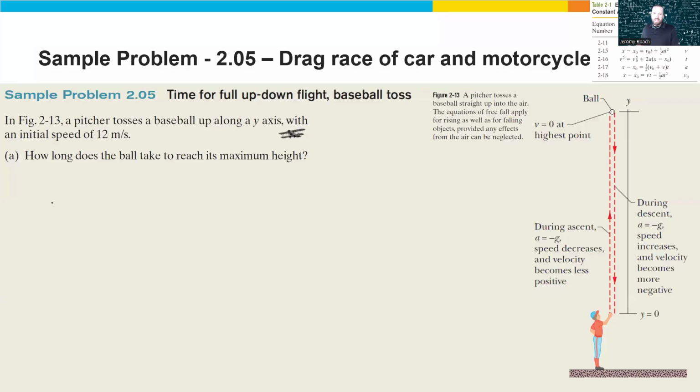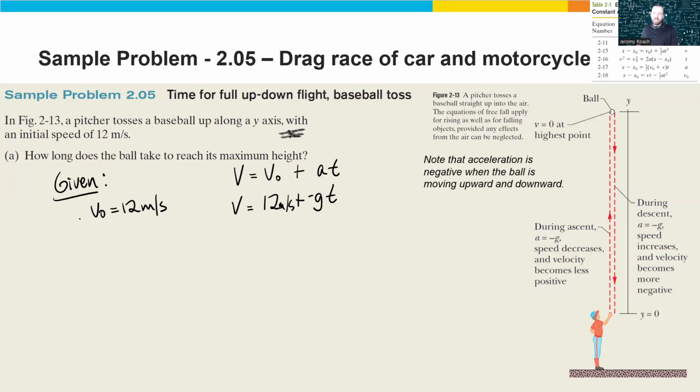But anyway, we're trying to find how long the ball takes to get to the maximum height. So we're going to use this first equation, plug in 12 for the initial velocity, and we can write plus negative gt or minus gt. And our velocity, when it reaches its highest point, is 0. So 0 is, it's not moving. It's just sitting there at its very highest point. And the initial velocity is still 12, and we have minus gt.